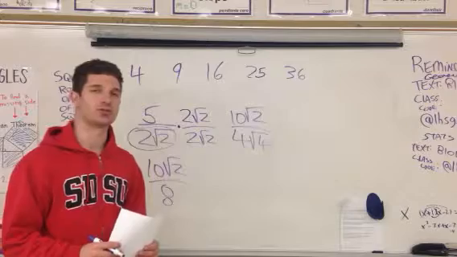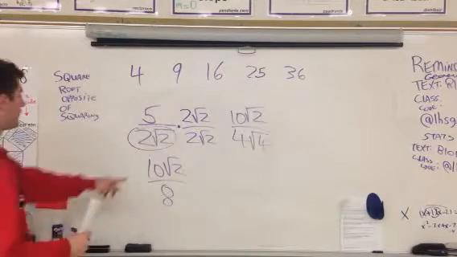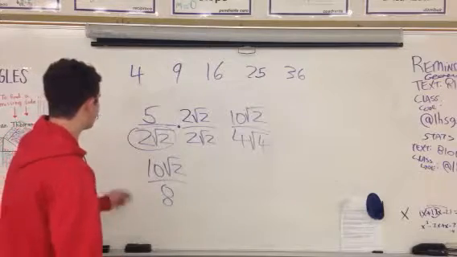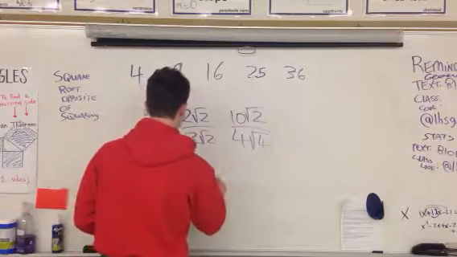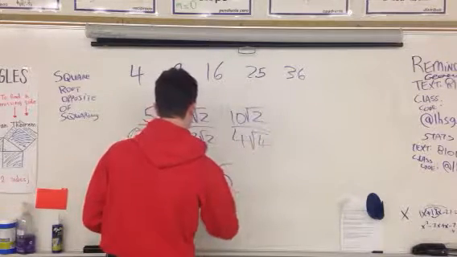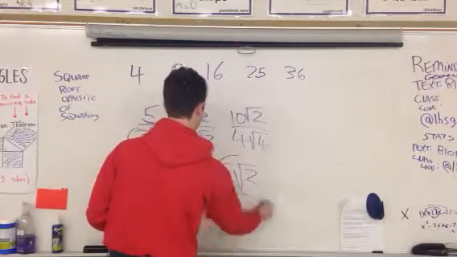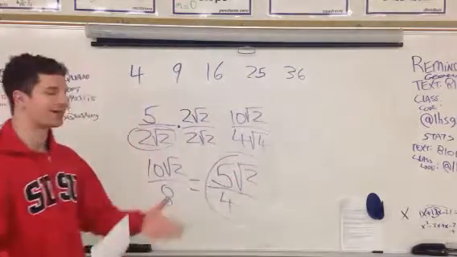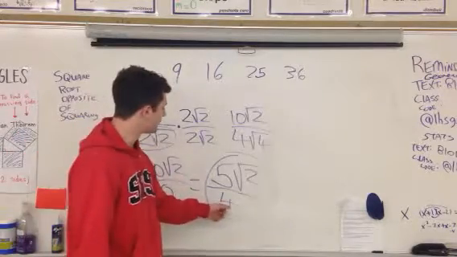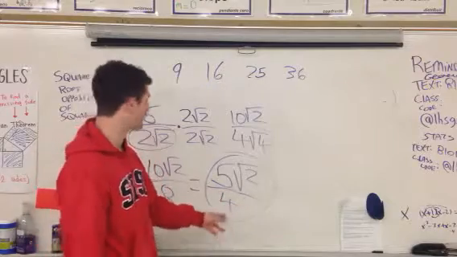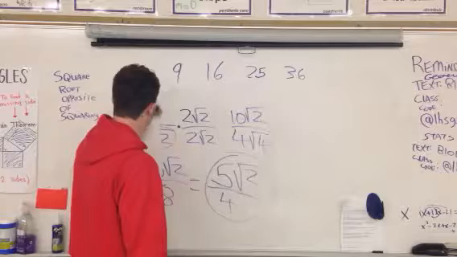10 over 8 reduces to 5 over 4, because 2 goes into both 10 and 8. So 10 divided by 2 is 5. 8 divided by 2 is 4. So this reduces to 5 over 4 square root of 2. So that right there is our final answer. And you'll notice the denominator no longer contains a radical, and the square root of 2 cannot be further simplified. Let's do one more.